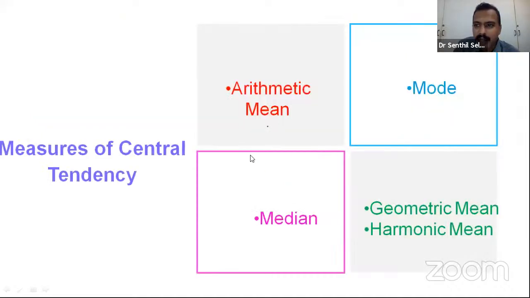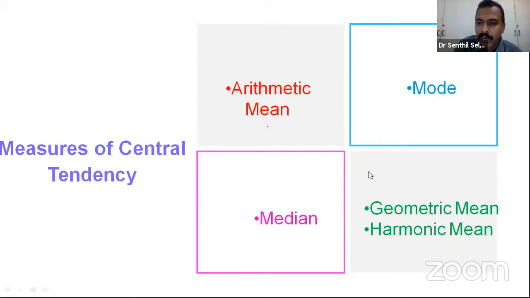And next, these are the measures of central tendency: arithmetic mean, mode, median, geometric mean, and harmonic mean. So it is up to the researcher to select a correct measure to work out his data analysis. If arithmetic mean is needed, you have to use that. If geometric mean is needed, you should use that. If harmonic mean is needed, you have to use that. You should not change the measure.